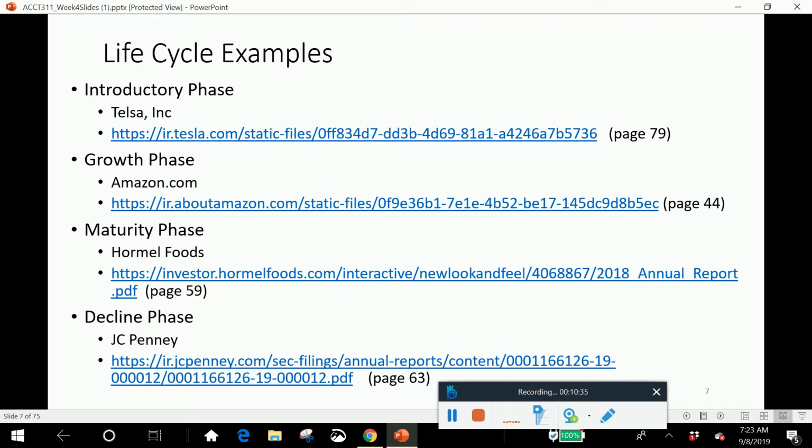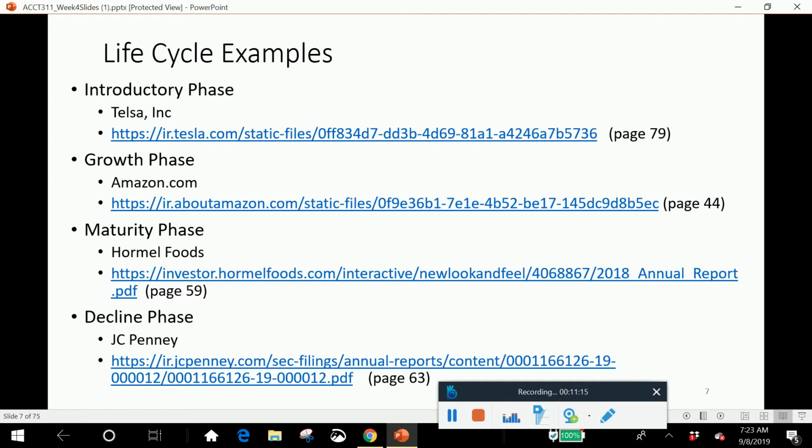So this next slide really goes through some companies in the life cycle that they're in. So introductory phase, Tesla. They've been around for a number of years now, but they're really still just sort of getting their feet wet and establishing themselves within the greater economy. Growth phase, Amazon, right? Just a few years ago, we would have probably said Amazon was in the introductory phase, but now it's kind of stabilized itself. It has established itself, and now it's just looking for ways to grow.